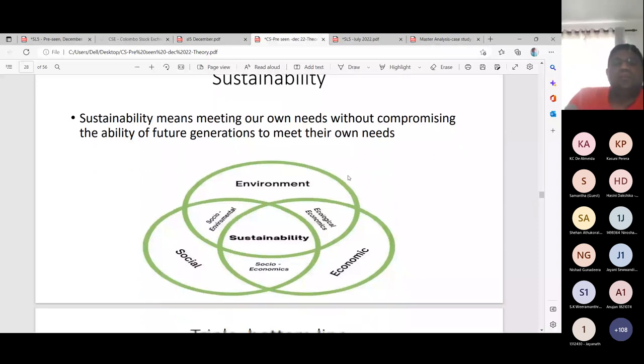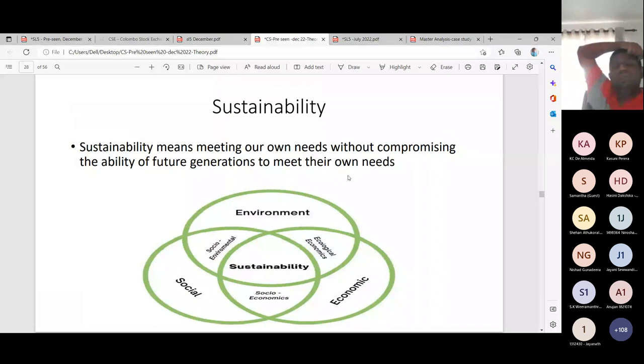So what is sustainability? We all know the meaning of sustainability. Sustainability means meeting our own needs without compromising the ability of future generations to meet their own needs. Protect the resources for future generations. That is all about sustainability. Now, the whole world is facing a lot of climate problems these days. Now, look at these few days we are experiencing.